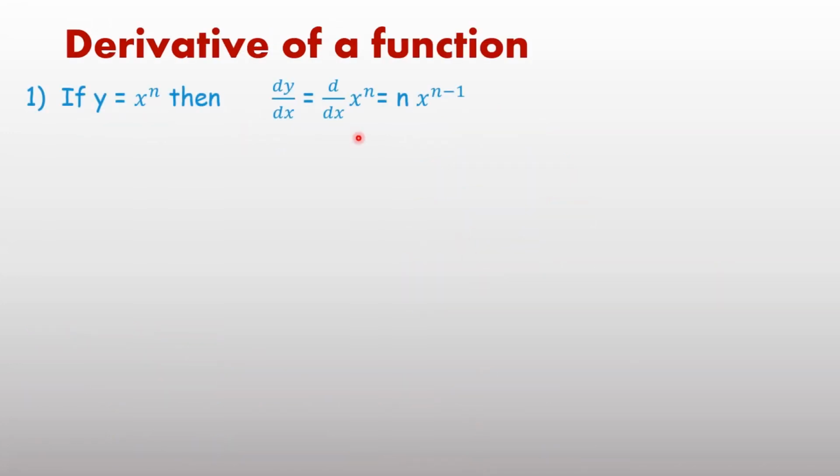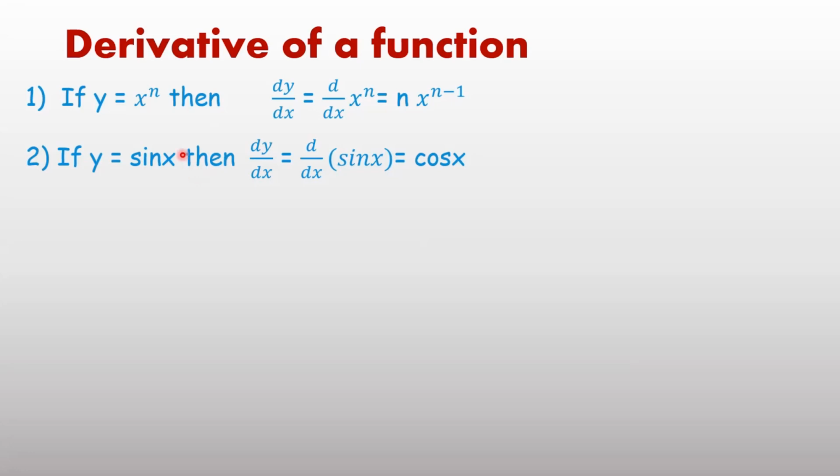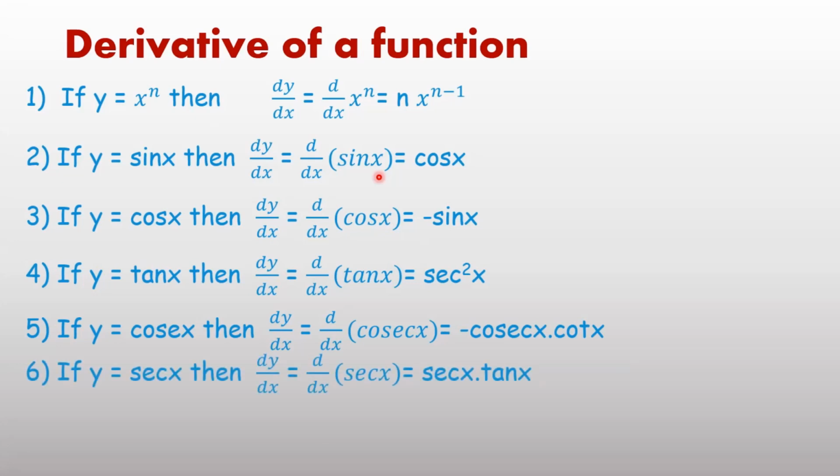Now some questions, and before solving them, some identities I have written here which you should remember. Differentiation of x power n is n x power n minus 1. Differentiation of trigonometric functions: sin, cos, tan, sec, cosec, cot. Differentiation of sin is cos. Differentiation of cos is minus sin. Differentiation of tan is sec square x. Differentiation of cosec x is minus cosec x cot x. Differentiation of sec x is sec x tan x, and differentiation of cot is minus cosec square x.